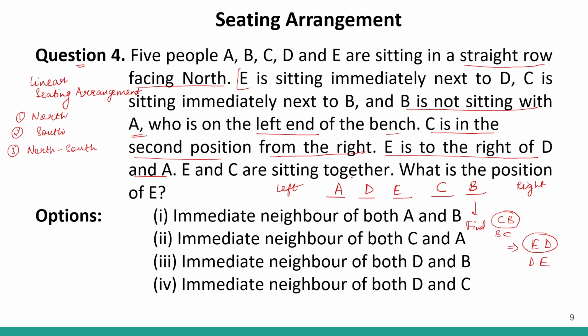It is given to us that E and C are sitting together. We have to find the position of E. Position of E is here. Now, if I look at option number 1, immediate neighbors of both A and B? No. Immediate neighbors of both C and A? No. Immediate neighbors of both D and B? No. But immediate neighbors of both D and C? E is definitely the immediate neighbor of both D and C. Therefore, option number 4 will be the correct answer to this question. Clear? Option number 4 will be the answer.